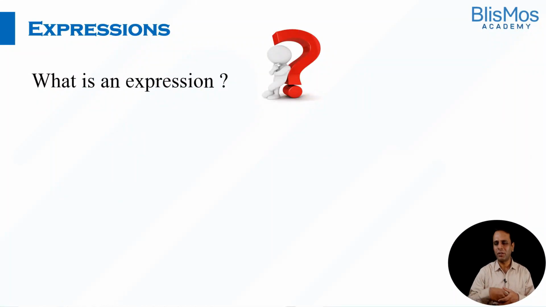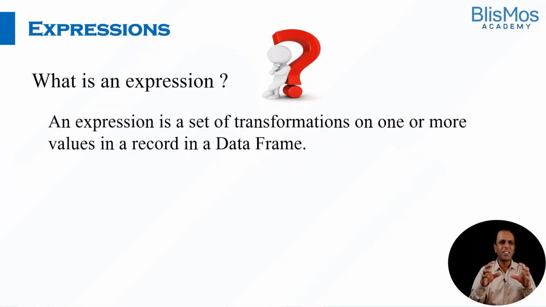Can you think of what is an expression? Expression is nothing but set of transformations on one or more values in a record in a data frame. We have seen transformation, right? What is transformation? Transformation is nothing but set of instructions to modify a data frame. In this case, expression is set of transformations, isn't it? So just a sequence. Transformation is set of instructions. Expression is set of transformations on one or more values in a record. Where are the records? They are in a data frame.